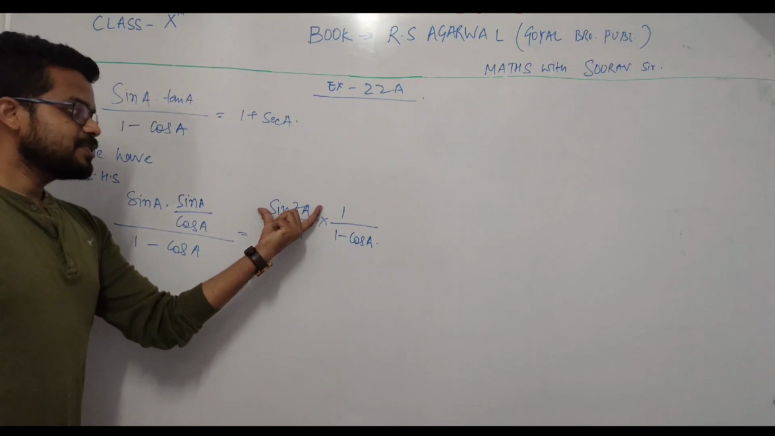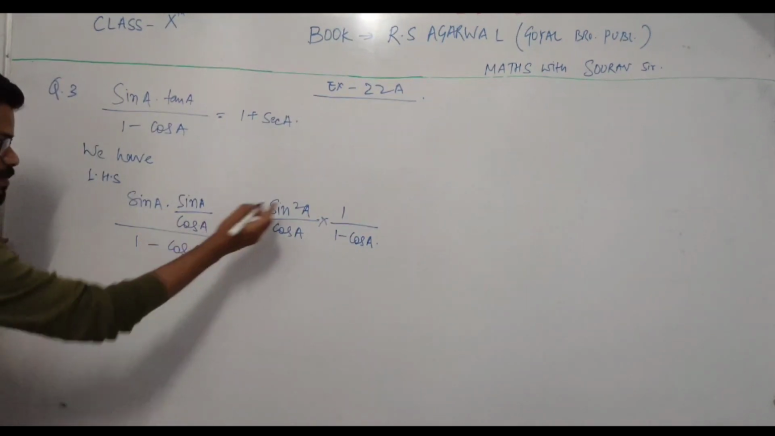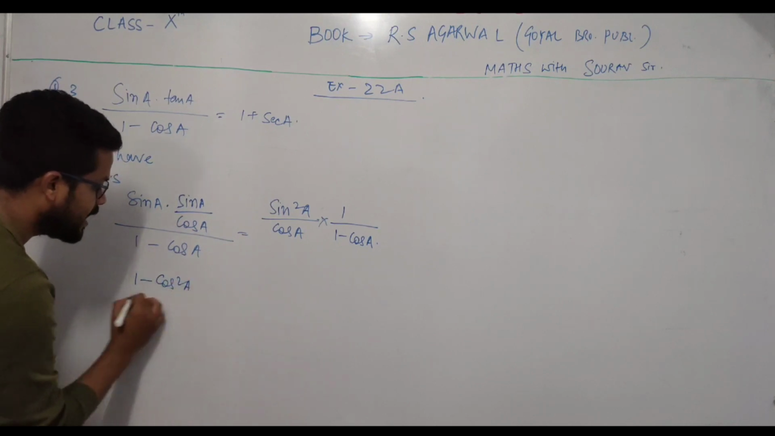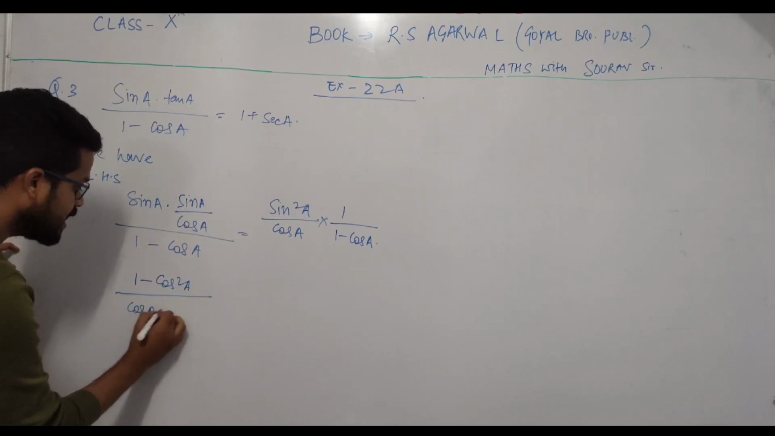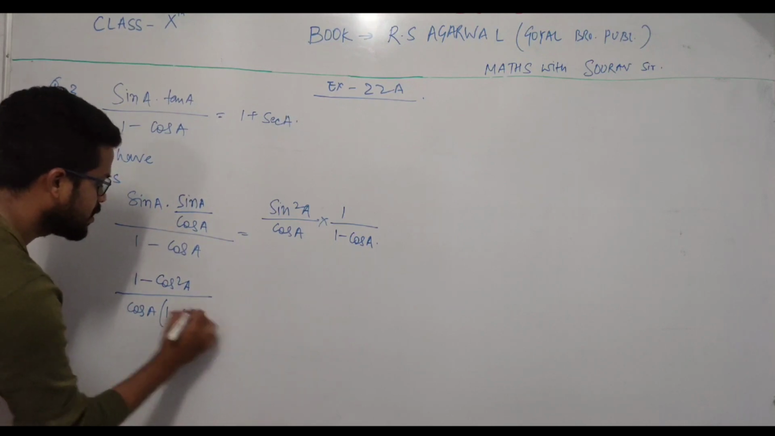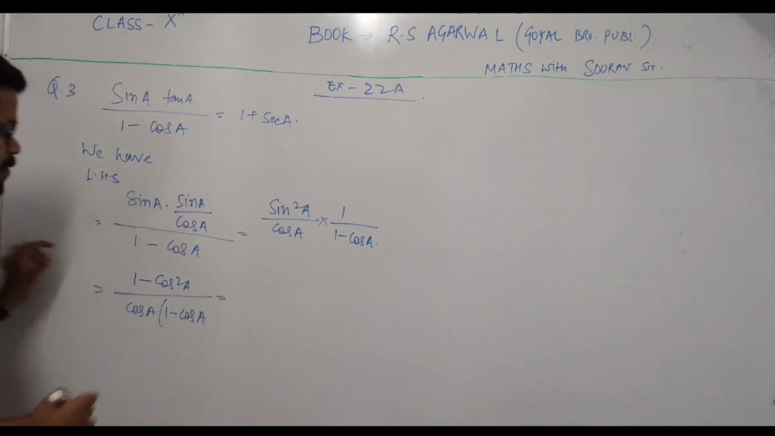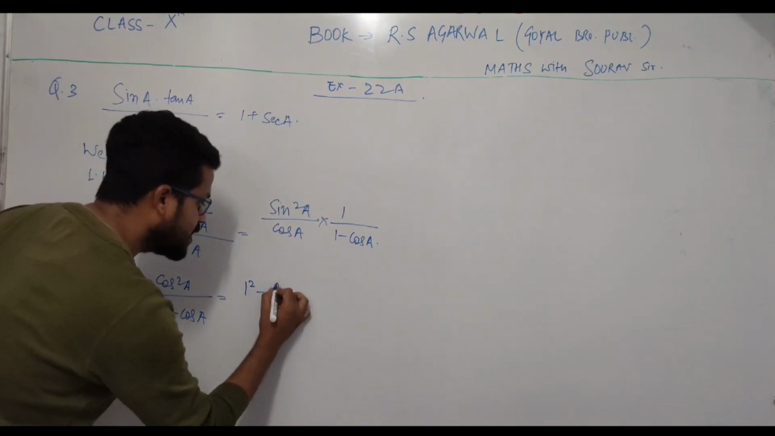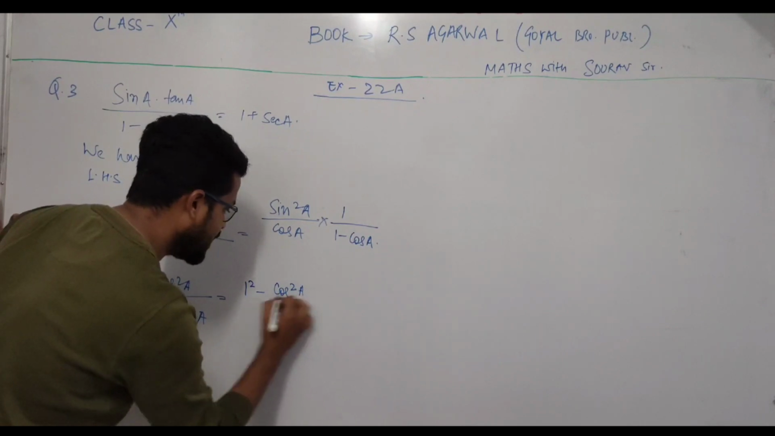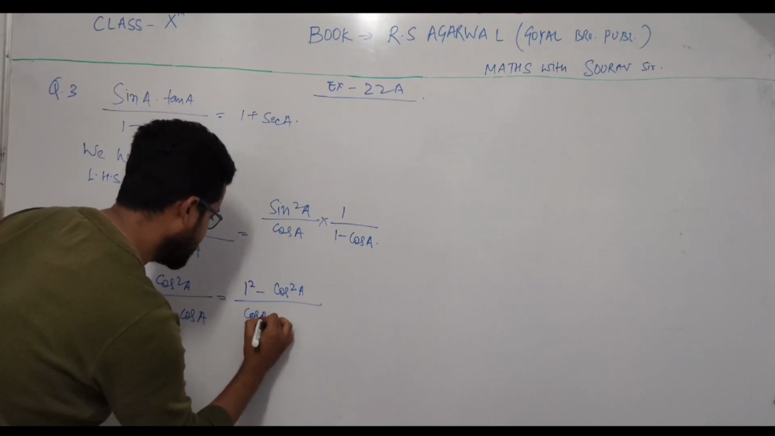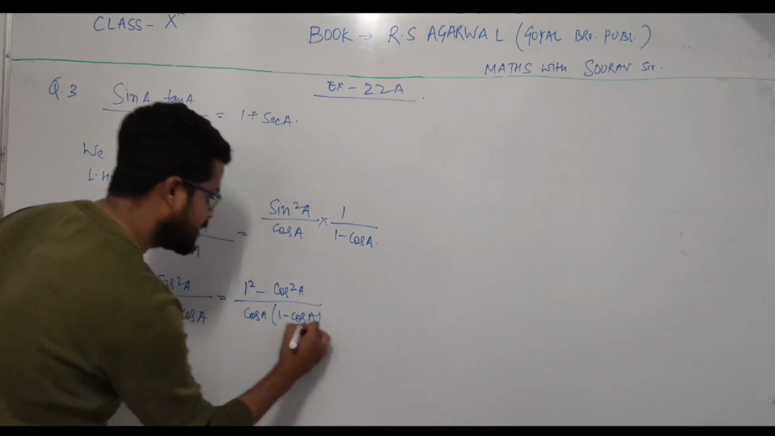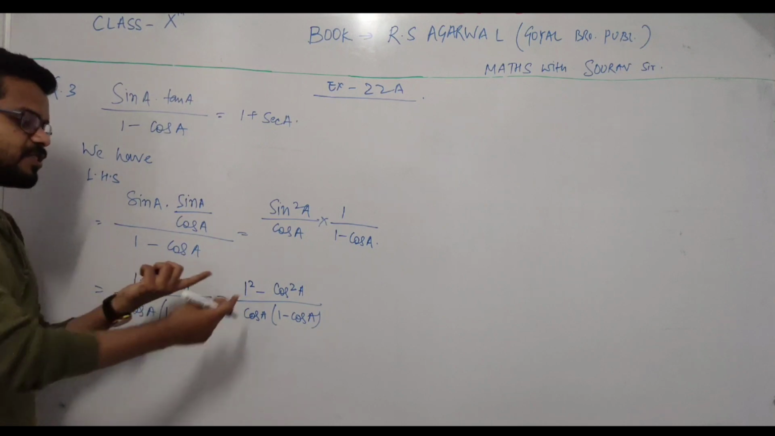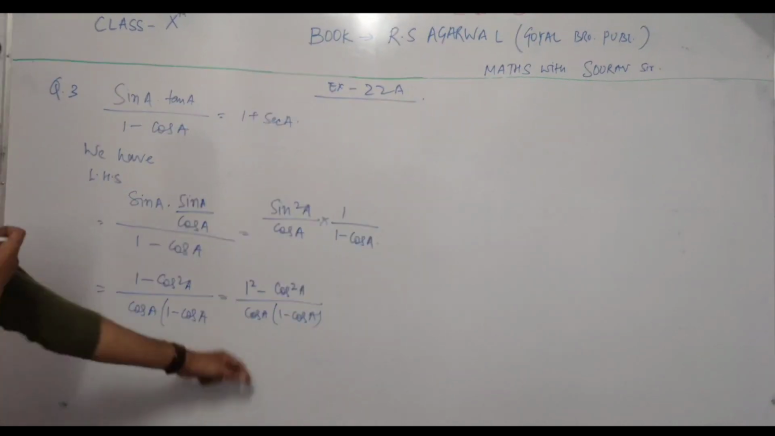So for sin square a, this is a square relation, so in place of sin square a I can write 1 minus cos square a upon cos a into 1 minus cos a. Here in place of 1 I write 1 square, so 1 square minus cos square a upon cos a into 1 minus cos a.